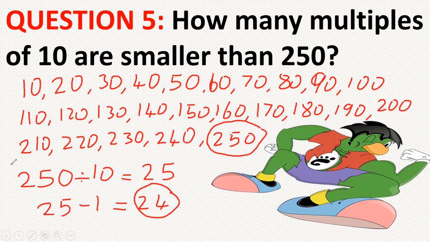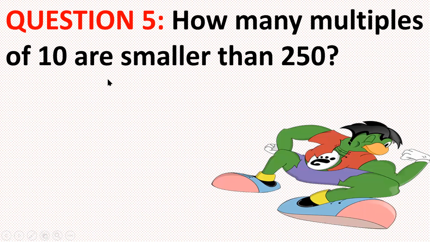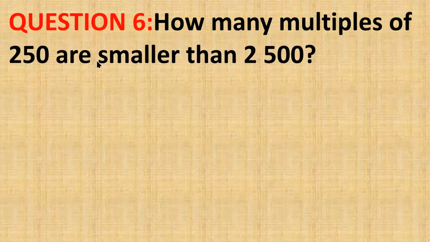This is the easy way. It is the short way. You can use this way also, or you can write it all down. It's up to you which one is easier for you. But if they ask you 2,500, are you going to write everything? No, the easy way is always much better. You can use this option also. Okay, let's continue with the next question. I think a similar question. Yeah.